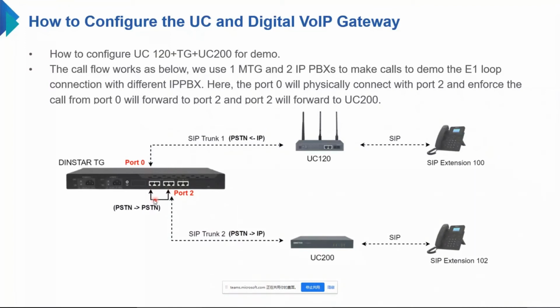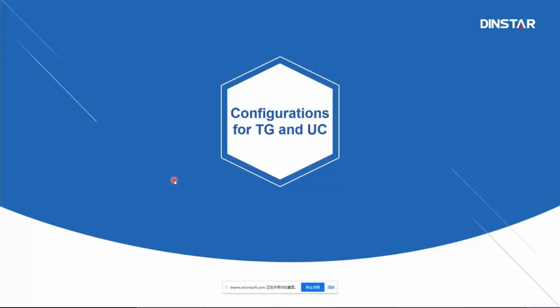So here we use the physical connection, and the call will flow through an RJ45 cable connected together. Okay. And now that we have seen the call flow scenario, in the following slides I will introduce some configuration, to see what we should configure. Okay.